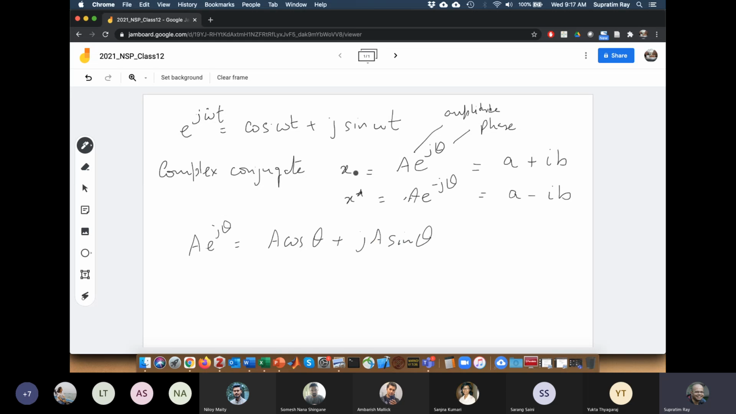So any complex number can be represented as an amplitude and a phase, and it can then be represented as a vector with an angle theta and an amplitude of A, or likewise with a real value of a and an imaginary value of b. So this is the real axis and this is the imaginary axis.